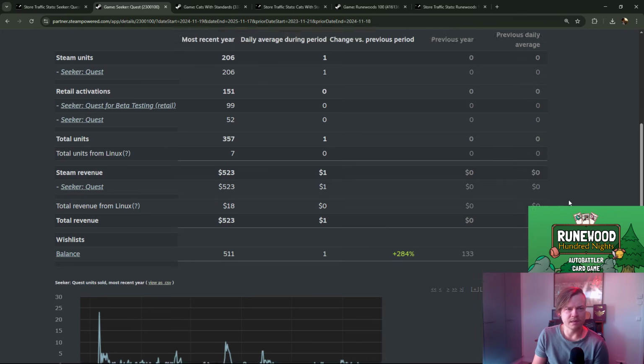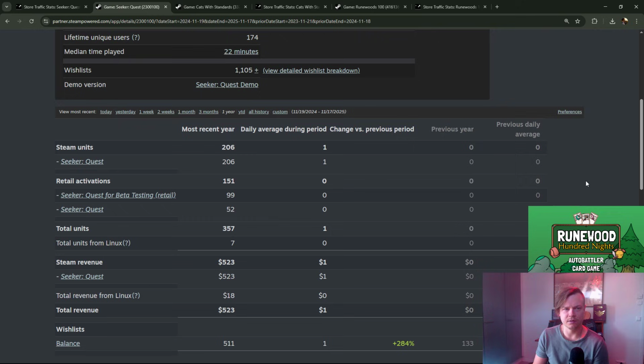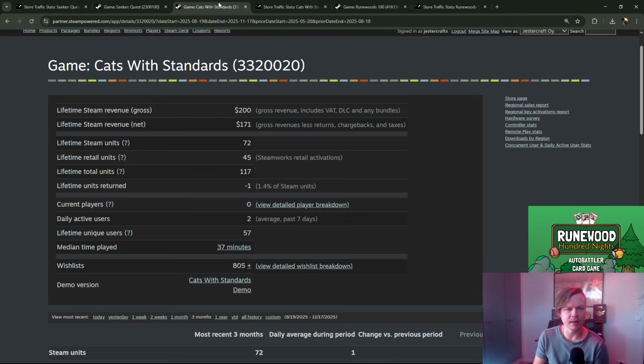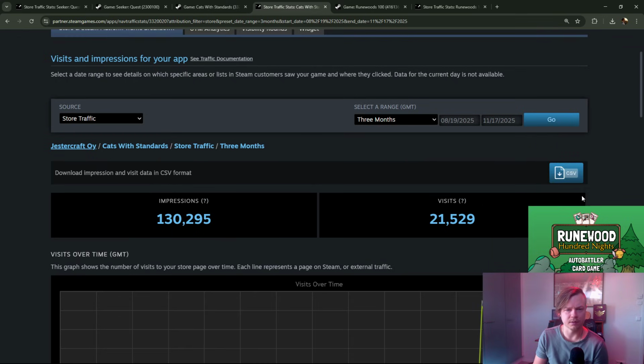So let's jump to the next game. This Cats with Standards was released last month, so that means October. October was the release date of Cats with Standards. And Cats with Standards, let's actually go first here.